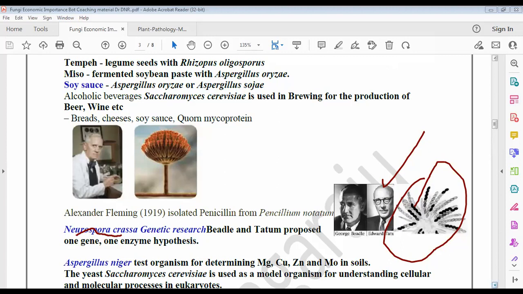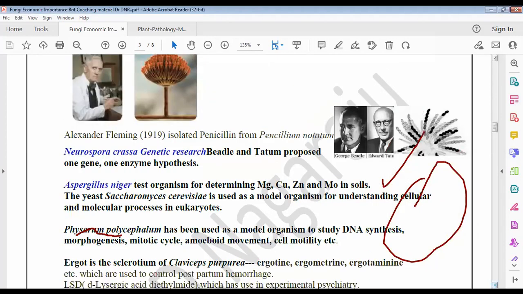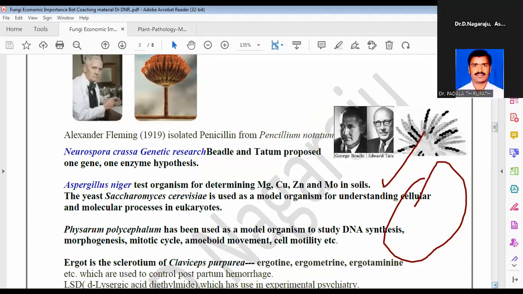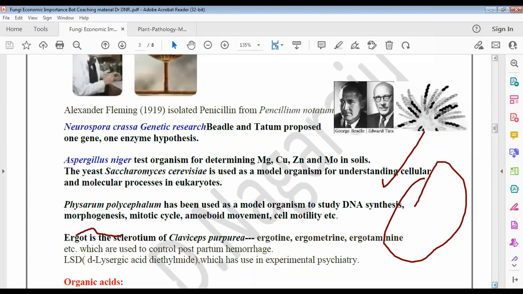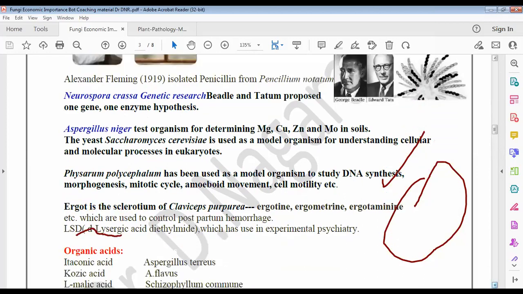Aspergillus niger is used as a test organism for the determination of trace elements, small minute elements, magnesium, copper, zinc, molybdenum in the soil. And Saccharomyces cerevisiae is also used in molecular and cellular studies.